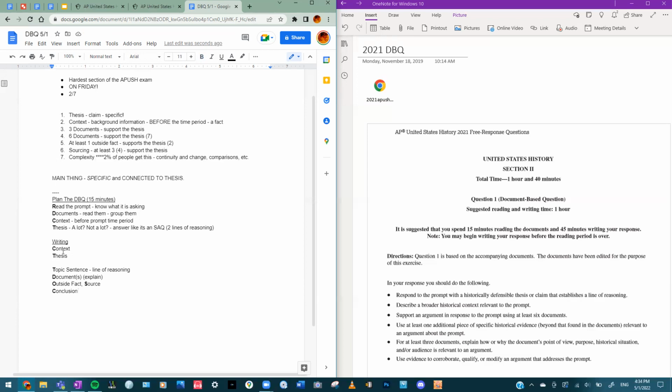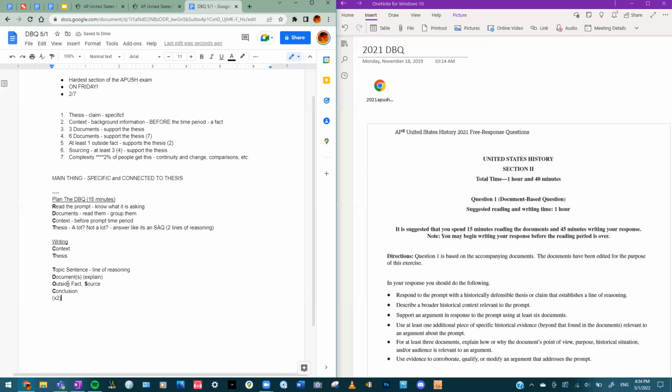So just by this, if we did a context right, that's a point. Thesis right, that's a point. If we used 3 documents in here, that's a point. And if we use 3 more in a different body paragraph, that's another point. So now we have 4. Outside fact, that's 5. Sourcing 3 correctly, that's another point. And if we somehow got complexity, that's the last point. So you do that times 2 for both body paragraphs.